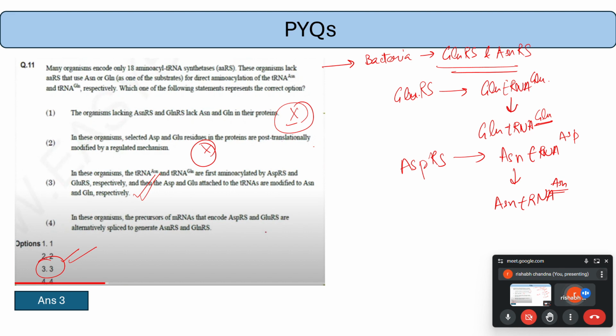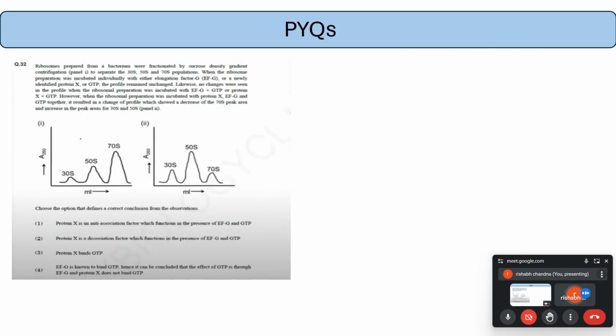This was similar to the previous question. Now moving on to the next question. Ribosomes prepared from a bacterium were fractionated by sucrose density gradient centrifugation. So what does sucrose density gradient centrifugation do?